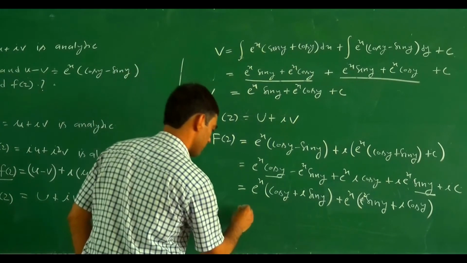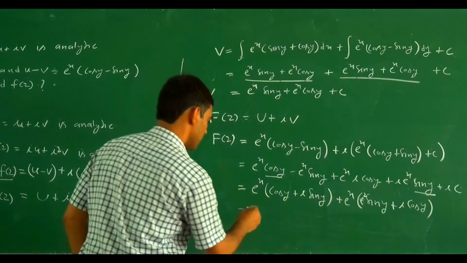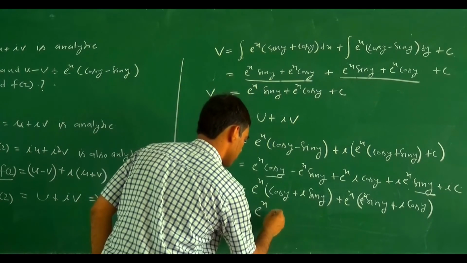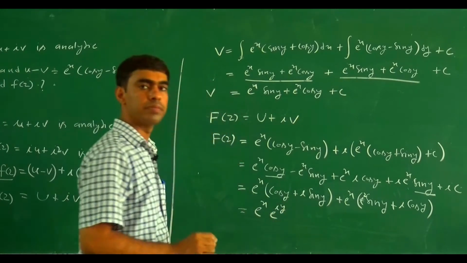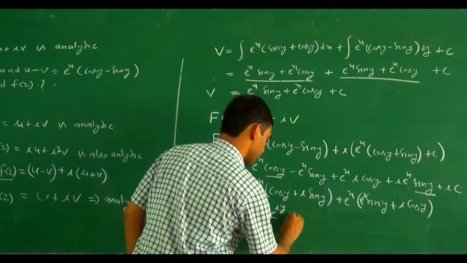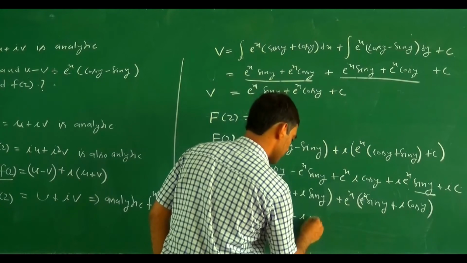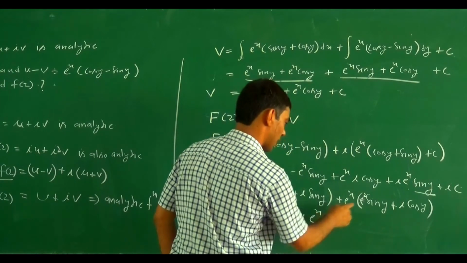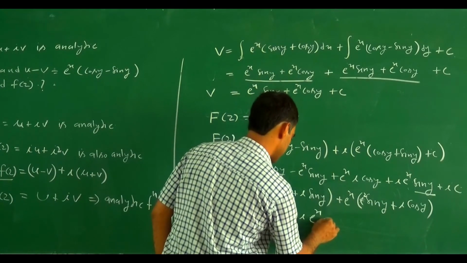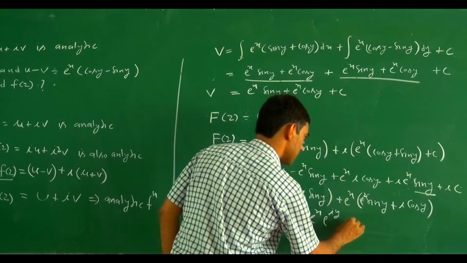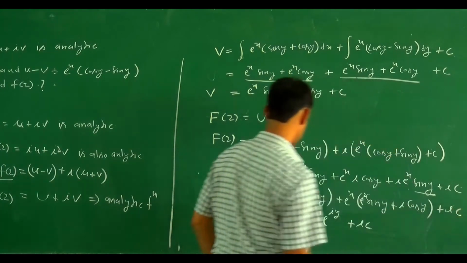This becomes what? This becomes e to power x, e to power i, plus i. What is the value for this one? The value for this becomes e to power x, i comes outside, then this becomes cos y plus i sin y, then this becomes e to power iy plus ic, plus a constant of integration, ic.